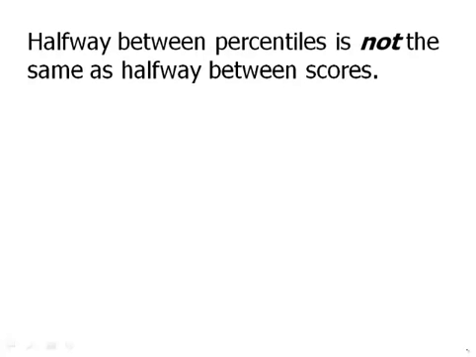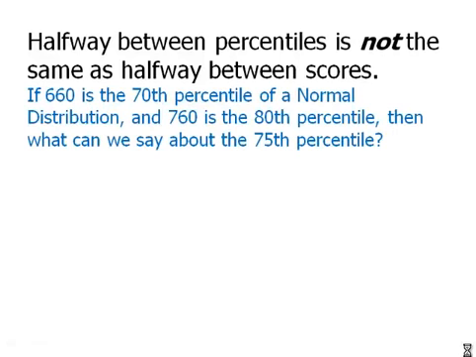Finally, this is a very subtle and difficult idea to understand. Halfway between percentiles is not the same as halfway between scores. What do I mean by that? Well, consider this theoretical practice question. If 660 is the 70th percentile of a normal distribution, some kind of normal distribution, and 760 is the 80th percentile, then what can we say about the 75th percentile?